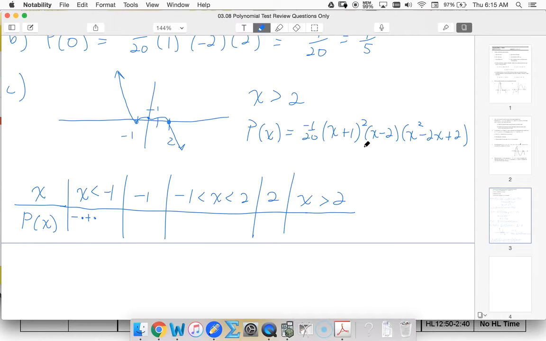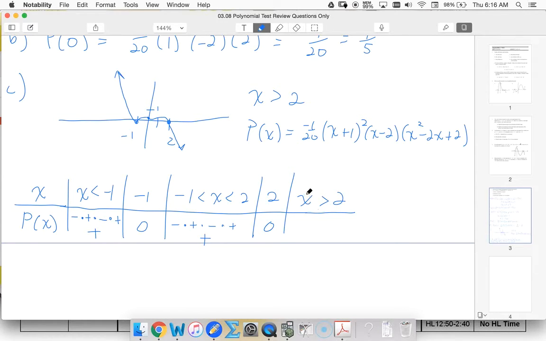Now if I put in a value that's less than -1, this is going to be negative. If I put in, let's test -2, so that would be 4 plus 4 plus 2, that's going to be positive. So negative times positive times negative times positive, this is positive, as we anticipated. I know when I put in -1, I get 0. Now if I put in a value between these, I'm going to pick the easiest value, which is 0. So I'm going to have a negative times a positive times a negative times a positive. So again, this is positive. Put in 2 and I get 0.